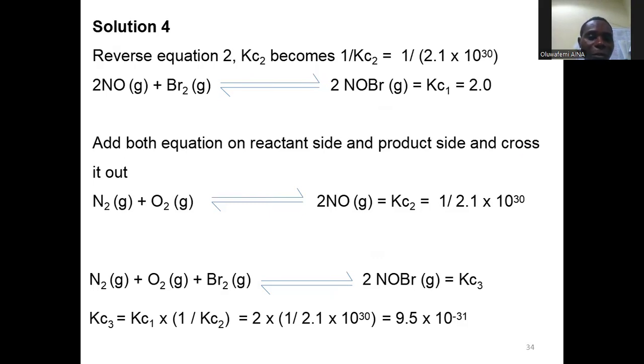So here you have your equation 2 completely reversed. Without reversing it, you are not going to have the remaining starting materials needed to complete Kc3 for equation 3. After reversing equation 2, you now have 2NO plus Br2 giving you 2NOBr. You can see it here.